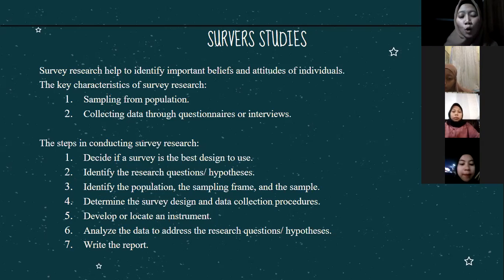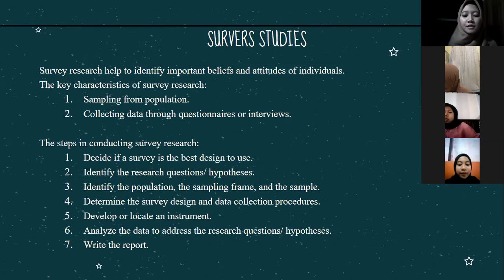So in this case, we need to select the characteristics of our population, for example, males or females presented to a sample. And after that, we need to identify the target population and compile a list of its members. And after that, we can select the sample. And the fourth is to determine the survey design and the data collection procedure.